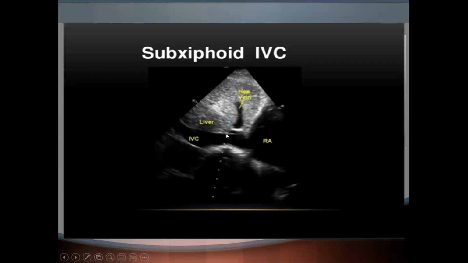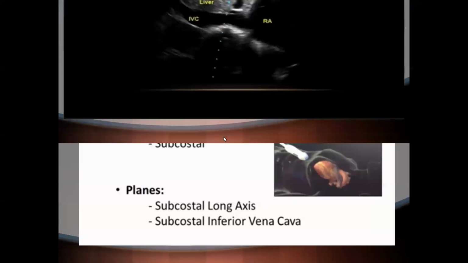If you measure 1 centimeter before the hepatic vein, or 2 or 3 centimeters before the right atrium, this is the specific site for measuring the IVC. Okay, as a static measurement or using M mode. You will put the cursor and measure by M mode.